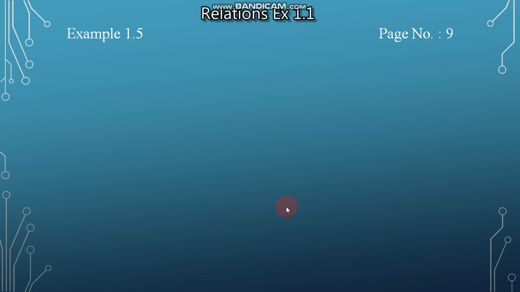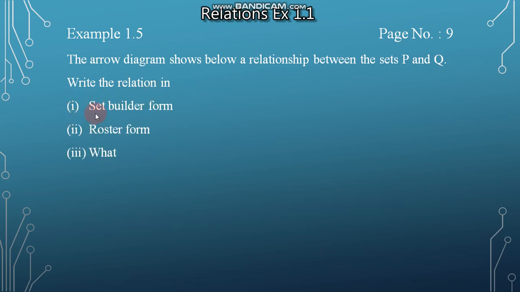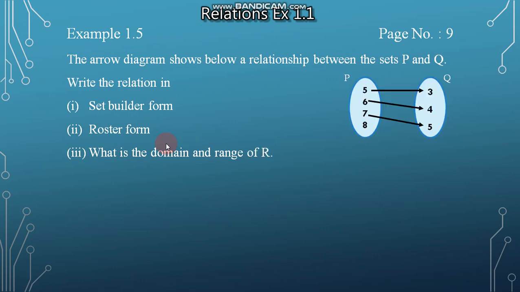Now example 1.5, it is on page number 9. The arrow diagram below shows a relationship between the sets P and Q. You have to write the relation in set builder form and roster form, and you have to find the domain and range of R. Here the arrow diagram: this is set P, the first set, and the second set Q is given as {3, 4, 5}. Here 5 maps to 3, 6 maps to 4, 7 maps to 5.